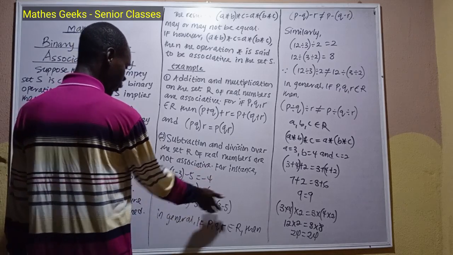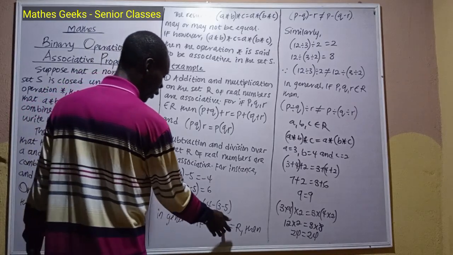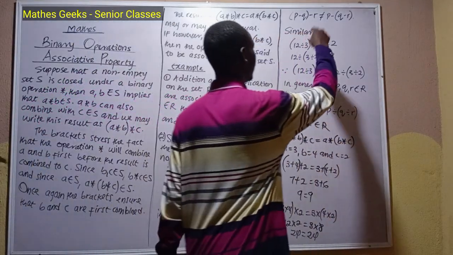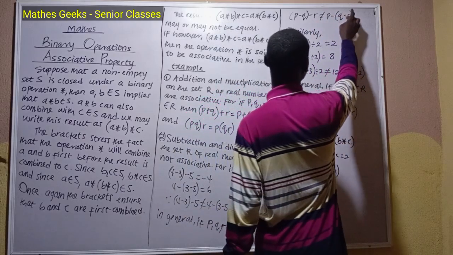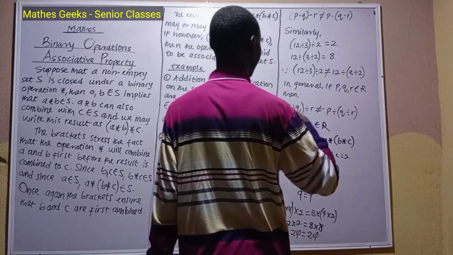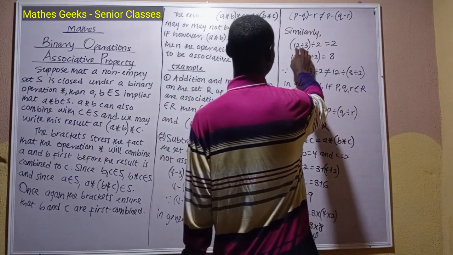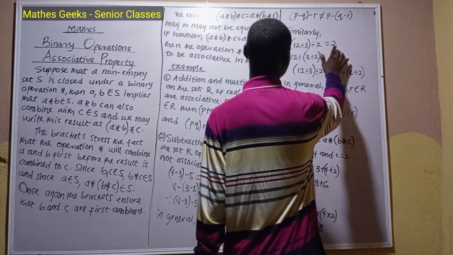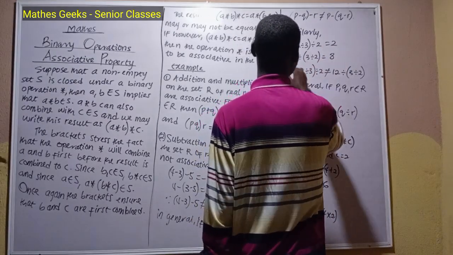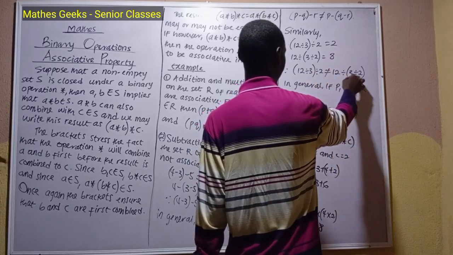And so from this logical conclusion, we can say that for P, Q, R being elements of R, (P minus Q) minus R is not equal to P minus (Q minus R). So what does it mean? It implies that subtraction is not associative. Similarly, (12 divided by 3) divided by 2 is equal to 2, while 12 divided by (3 divided by 2) is equal to 8. So (12 divided by 3) divided by 2 is not equal to 12 divided by (3 divided by 2).